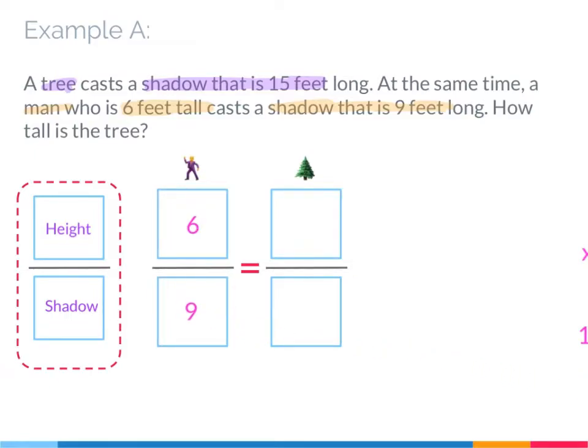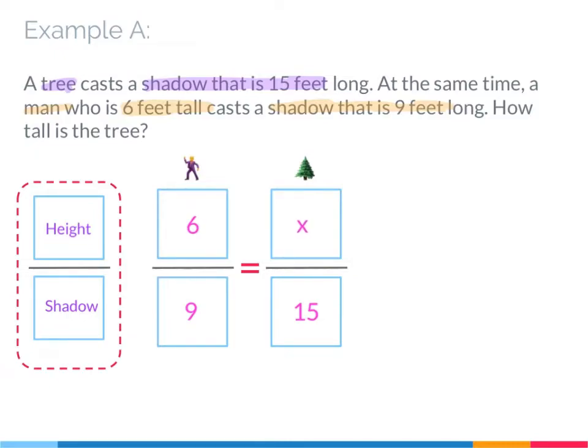Now let's take a look at the tree. The only information I have about the tree is that it casts a shadow 15 feet long. So under shadow, I'm going to have 15 for the tree. I don't know how tall the tree is. So when I don't know something, I'm going to use a variable. In this case, I'm going to use x.